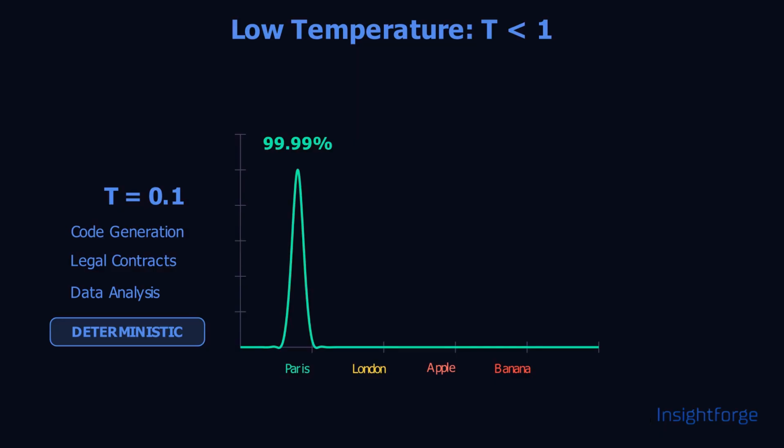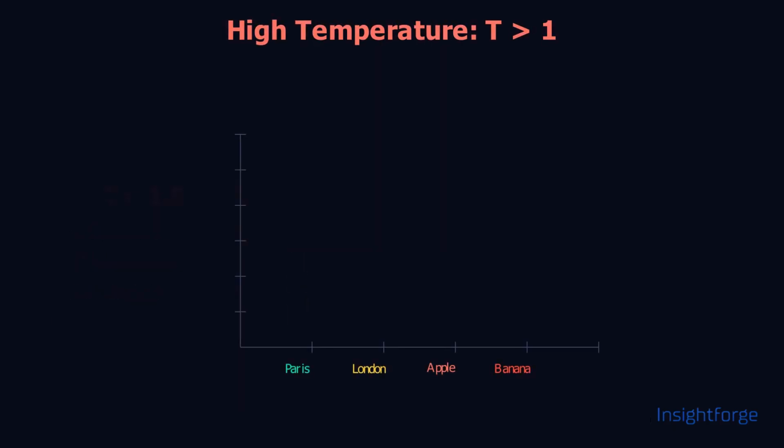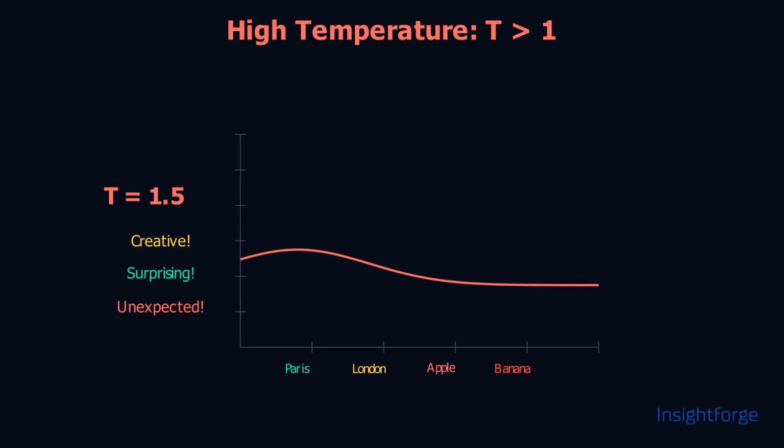Zero room for improvisation. Now flip the dial to 1.5. Dividing by a larger number compresses the gap between logits, flattening the entire probability distribution. The mountain becomes a plateau. Paris drops significantly. Apple and banana suddenly get a massive confidence boost. The model is free to explore unusual, creative, unexpected pathways. This is perfect for creative writing, brainstorming, and generating taglines. But go too far past 1.5 and you enter the danger zone. The distribution becomes almost completely flat and uniform. Every word has a nearly equal chance and the output degrades into pure gibberish.